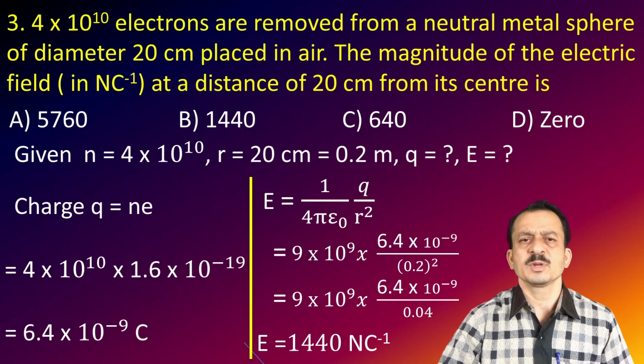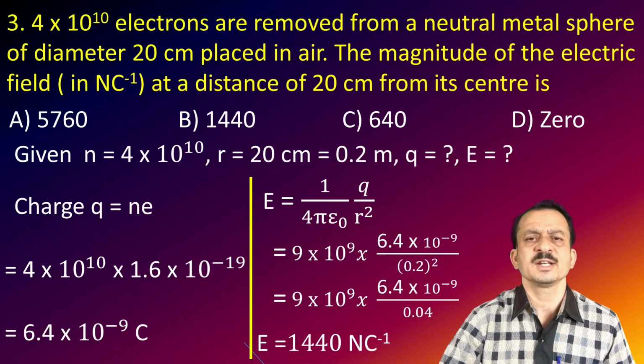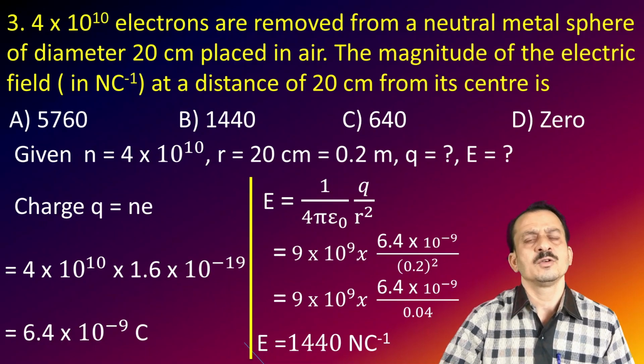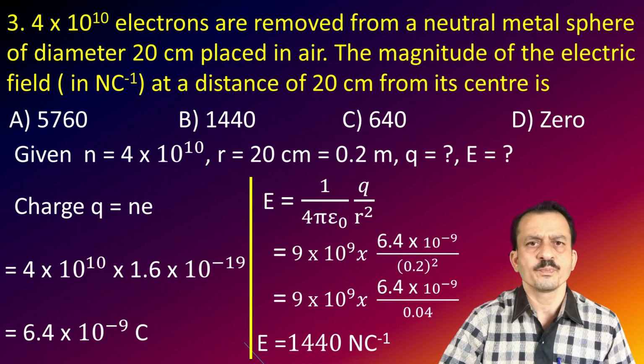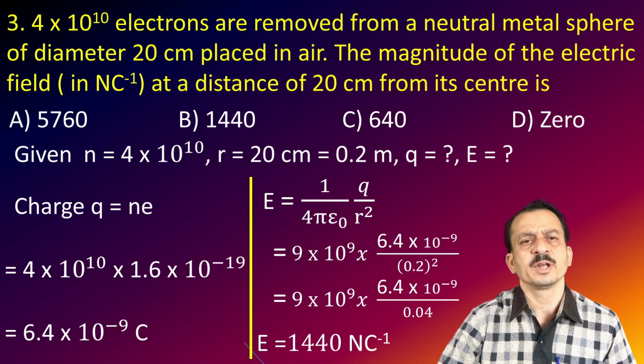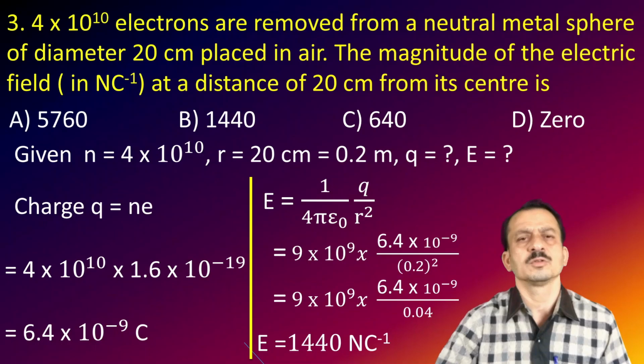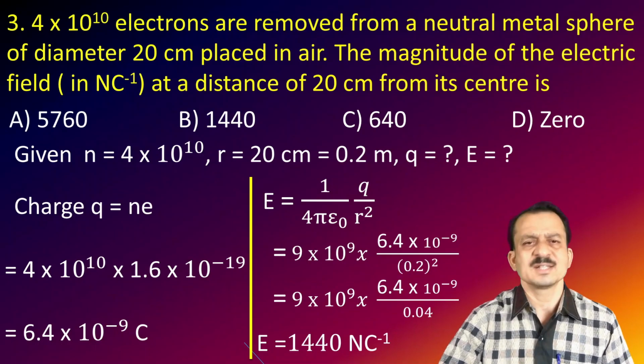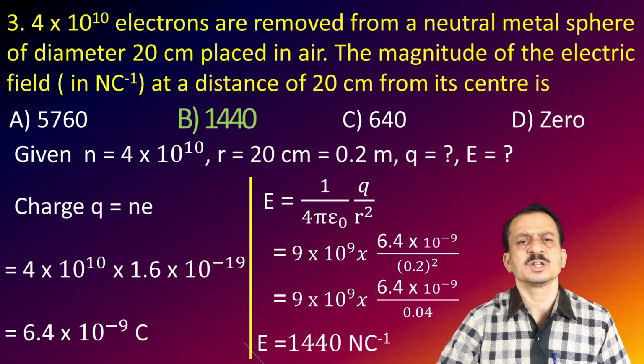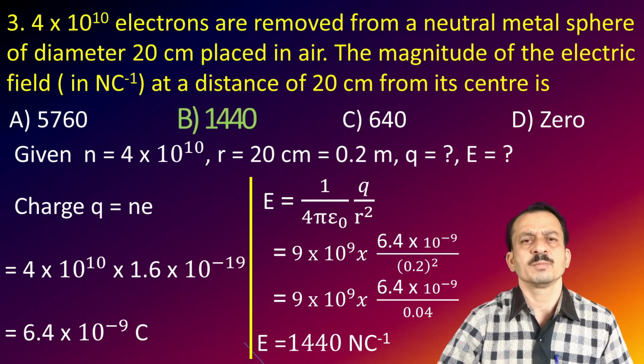So here 10 raised to plus 9 and 10 raised to minus 9 get cancelled, and 0.04 can be written as 4 into 10 to the power of minus 2, and after simplification we will get 1440. Therefore, B is the right answer. 1440 Newton per coulomb.